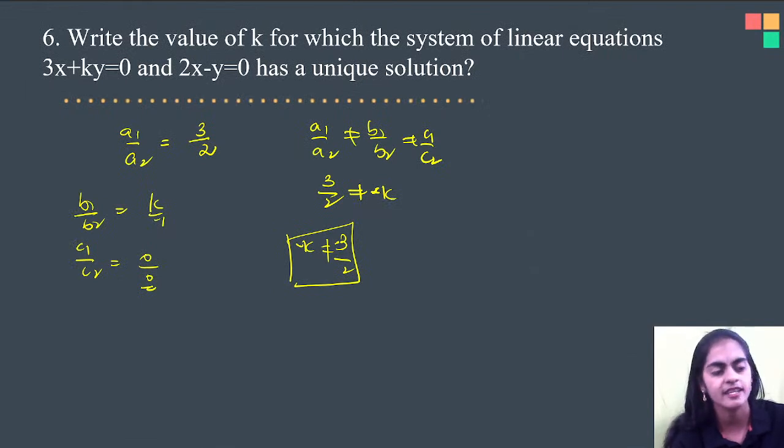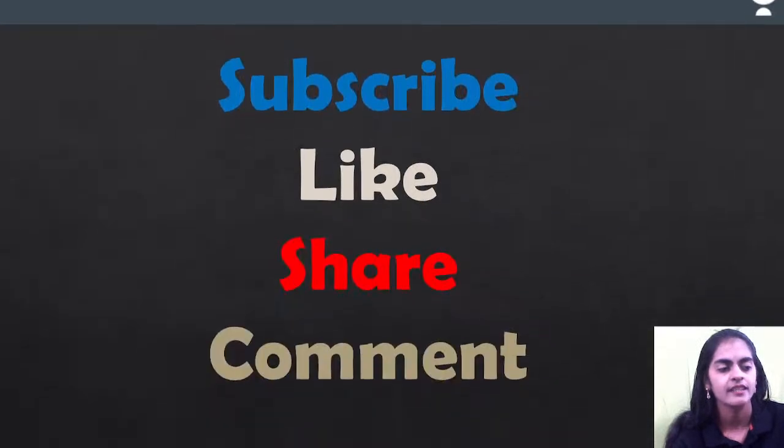Okay, so I say k is not equal to minus 3 by 2, which means k can take all the values except minus 3 by 2. So you also do and do comment the answer of this in the comment box.